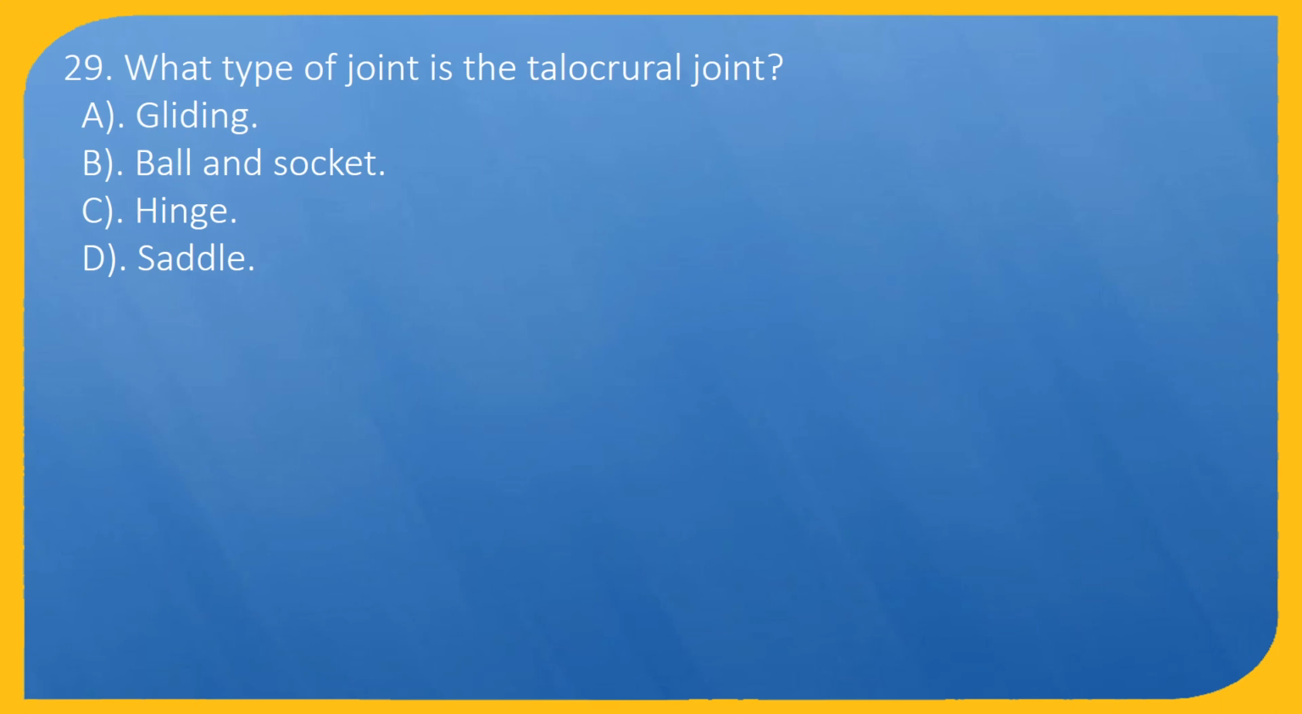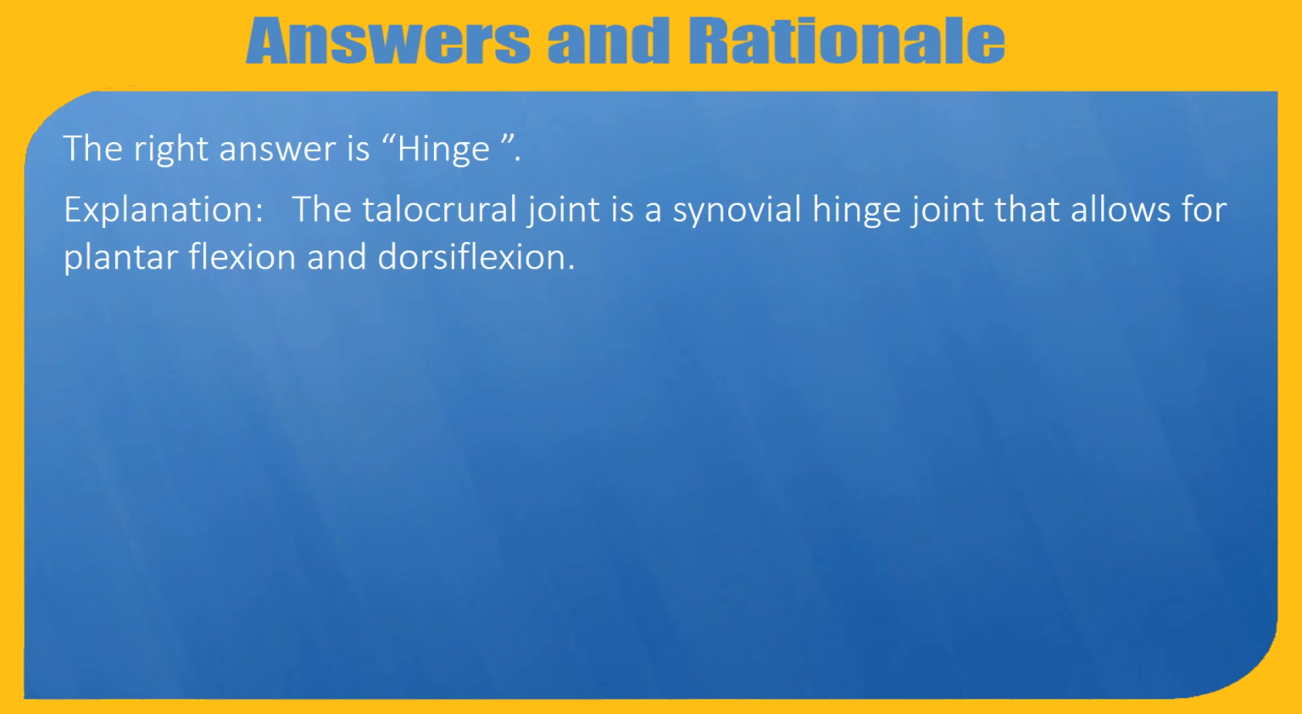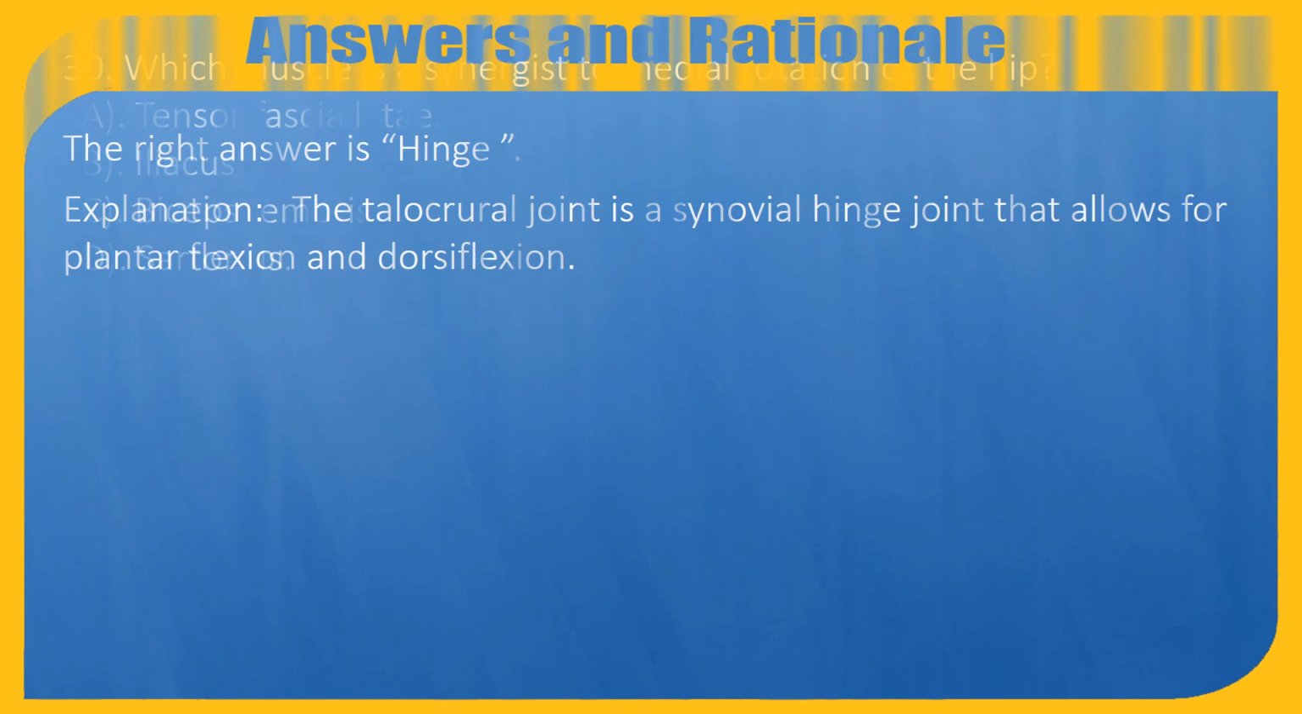A. Gliding. B. Ball and socket. C. Hinge. D. Saddle. The right answer is hinge. Explanation: the talocrural joint is a synovial hinge joint that allows for plantar flexion and dorsiflexion.